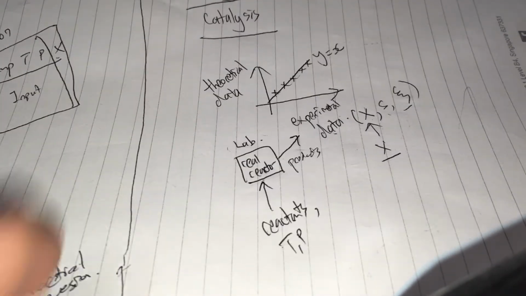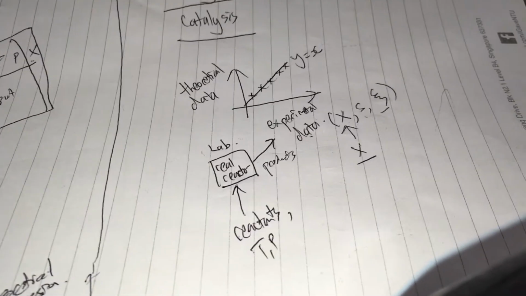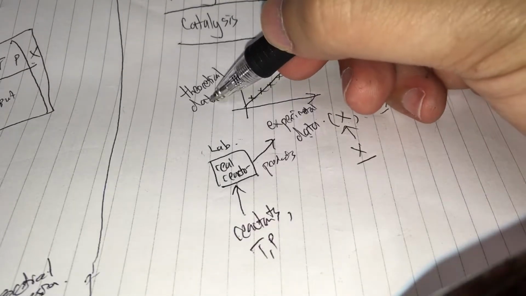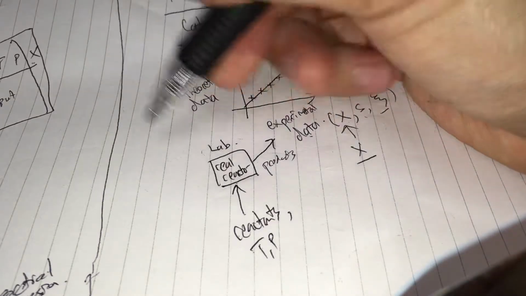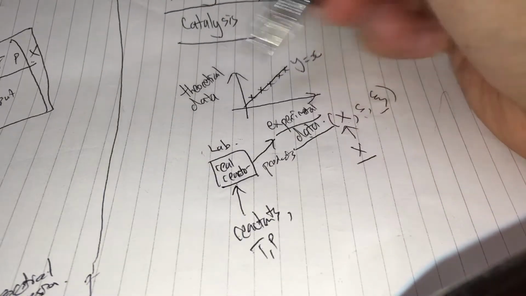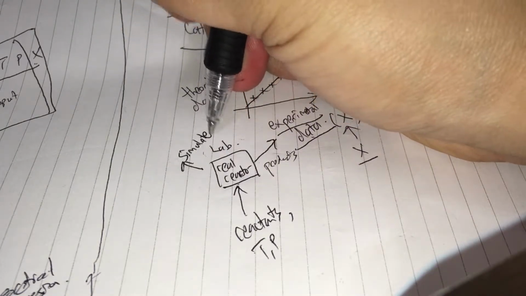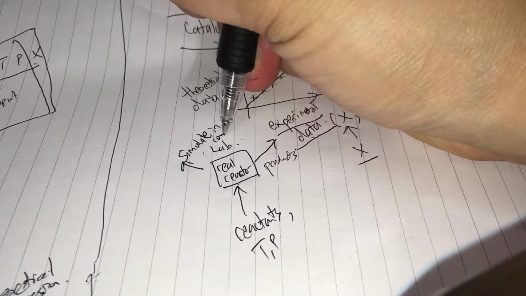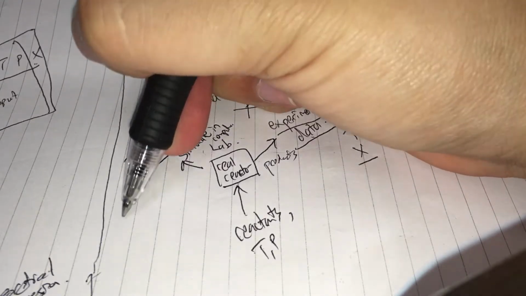Now, how then would you produce, just ignore this side, across this line. How would you produce all these theoretical data plots then? Well, whatever you are doing in your lab to produce the experimental data, you need to simulate it in a computer. You need to simulate a reactor in a computer.